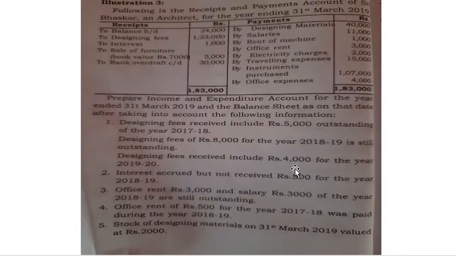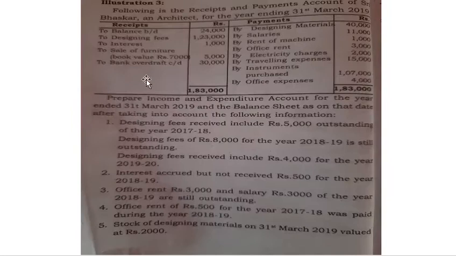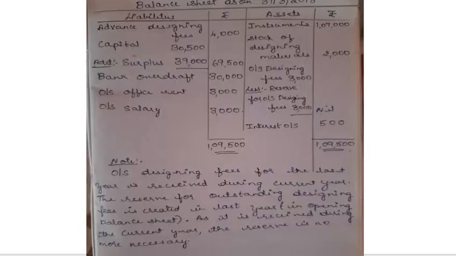Okay, advance: if you have received any advance amount of next year, you have here 4,000 rupees. So 4,000 rupees of next year is a liability. So we have to write here advance designing fees 4,000 rupees. Then check any other expenses and liabilities. Now designing fees is an income, and is there any outstanding income? Outstanding income we have here for the current year, that is 8,000 rupees. We have to deduct the reserve also immediately. Outstanding fees 8,000 less reserve 8,000, nil.